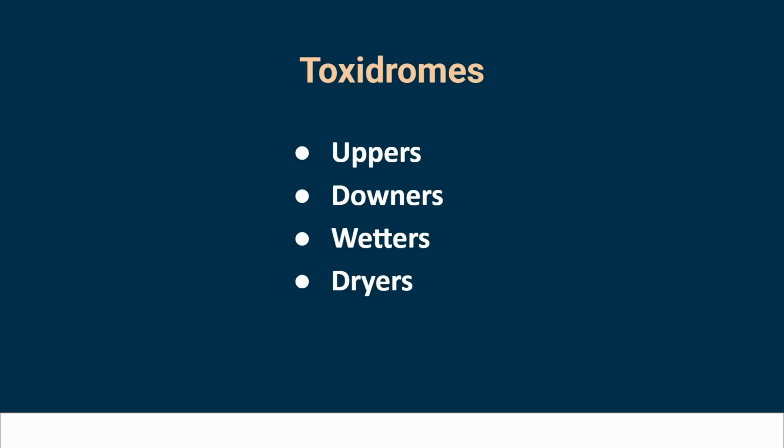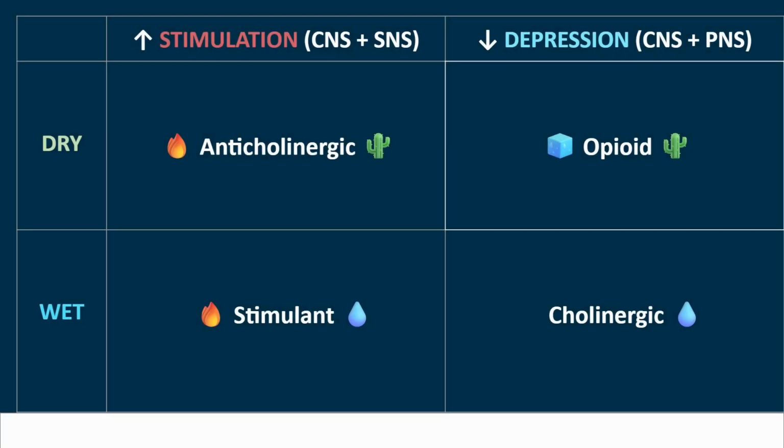Really what we're talking about are the toxidromes, and these are the categories of meds you have to know, essentially. Uppers, downers, wetters, and dryers. And this is the most succinct version of this I can give you. You're basically looking at a quadrant system, trying to figure out, based on the symptoms that have appeared, where does your patient fall, and therefore what do you need to do?